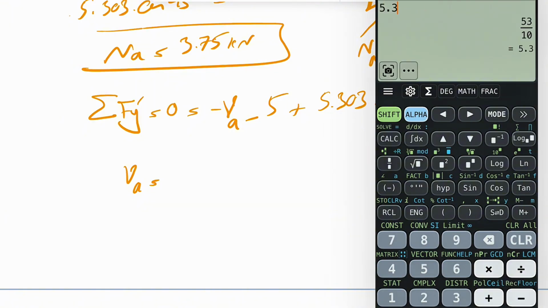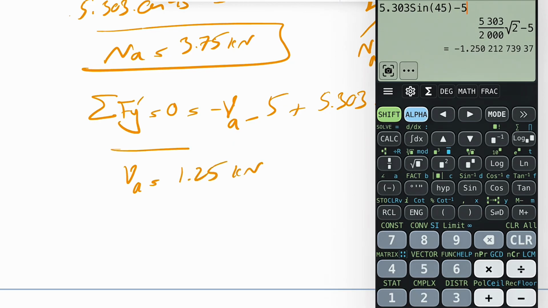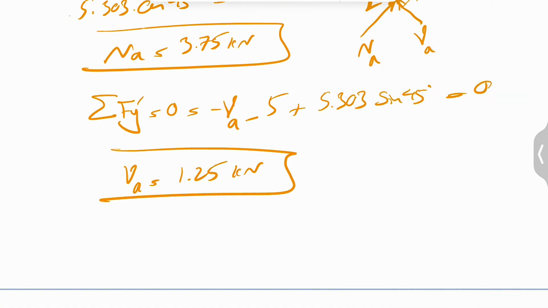So our VA would be basically the same value. 5.303 sine of 45 degrees minus 5, that's going to give us 1.25 kilonewtons. Again, no negative sign. That shows that the direction for VA is correct.